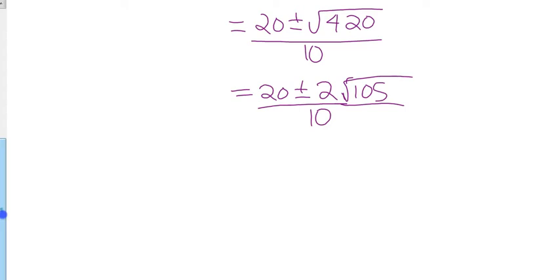If it asks for exact values, this is what it looks like, simplified by 2, over 5. And then the solution is we don't want the negative, because that would be a negative time.